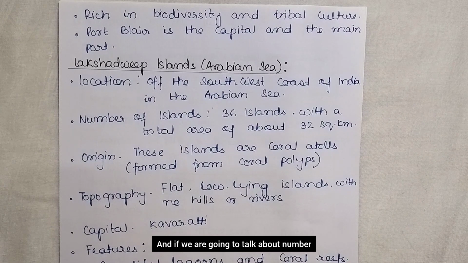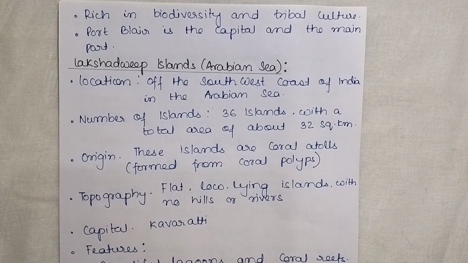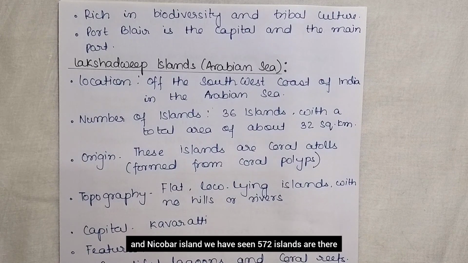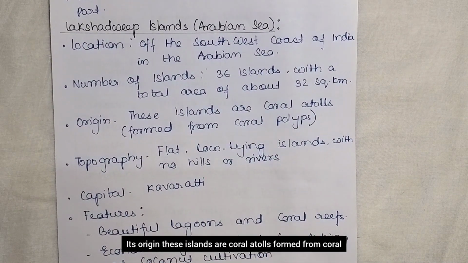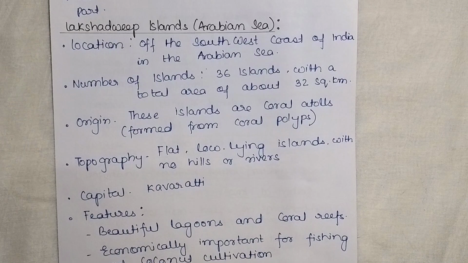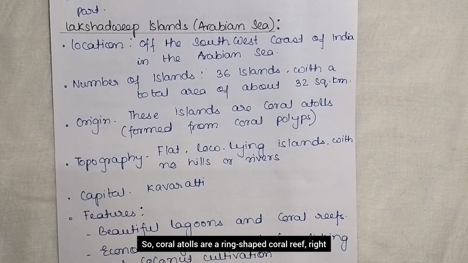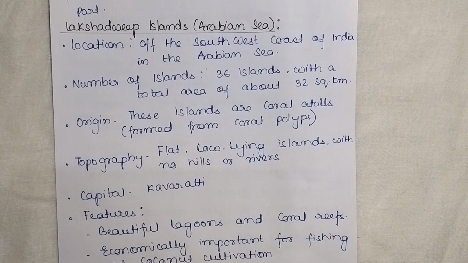And if we are going to talk about the number of islands, then there are 36 islands with a total area of about 32 square kilometer. In Andaman and Nicobar Island, we have seen 572 islands are there. Here in the Lakshadweep, 36 islands are there with the area of 32 square kilometer. Its origin: these islands are coral atolls formed from coral polyps. Coral atolls are ring-shaped coral reefs, right? And coral polyps are tiny soft bodies that make up coral colonies. As a result, this Lakshadweep Island is formed.